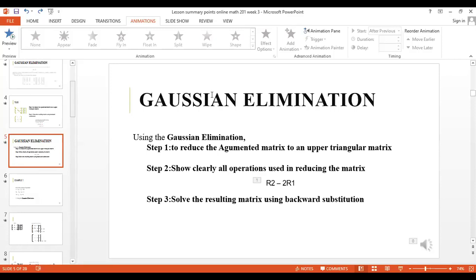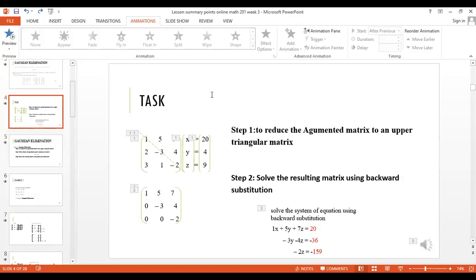We did mention last week that the objective in the Gaussian elimination technique is to first of all reduce to an upper triangular matrix, as we did in class. We also have the LU factorization approach and other methods. But here we're looking at how to reduce to an upper triangular matrix and then make use of backward substitution to solve. So let me just zoom in.